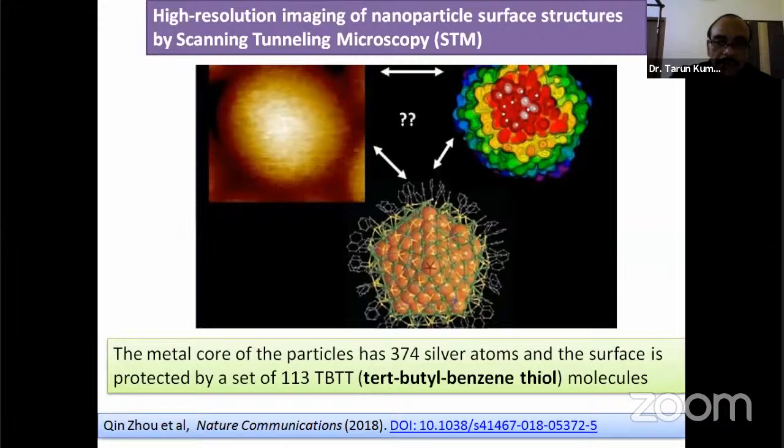It is one paper published in Nature Communications in 2018. There, the metal core of the particles is explored, and it is found that 374 silver atoms are there, and that surface is protected by a set of tertiary butyl benzene thiol. You see, all are observed. Such a very interesting figure they can get from studying this one. So if you wish, you can study this journal. Okay.